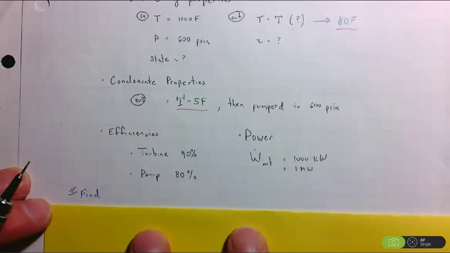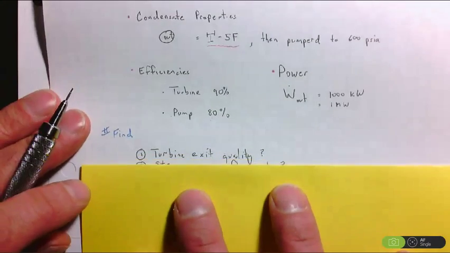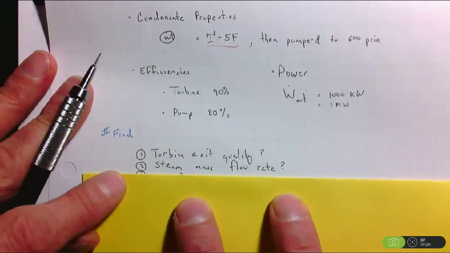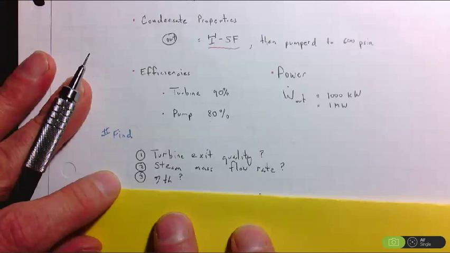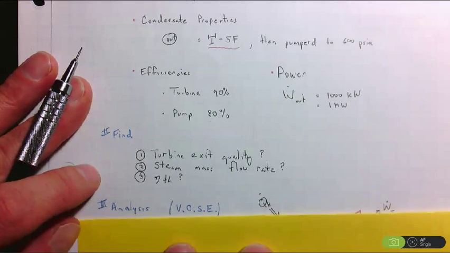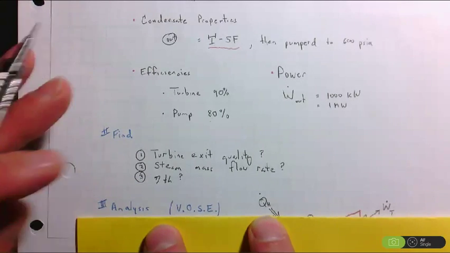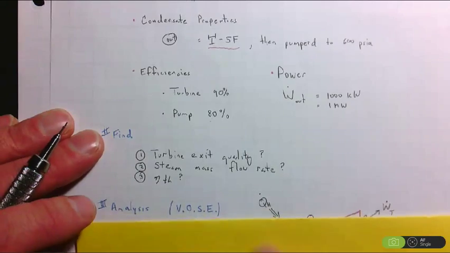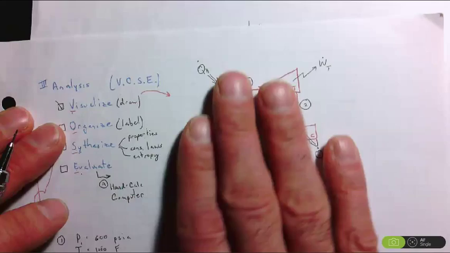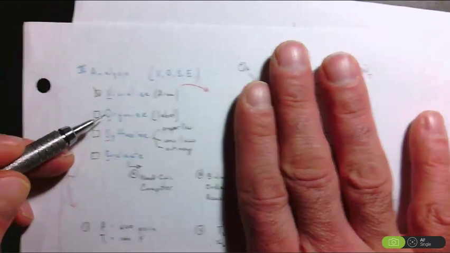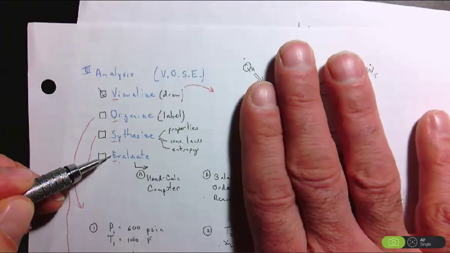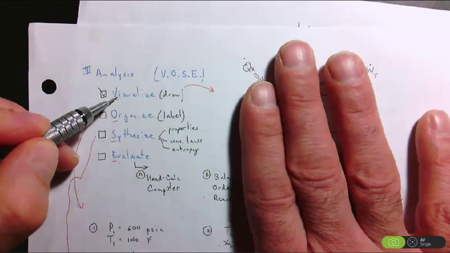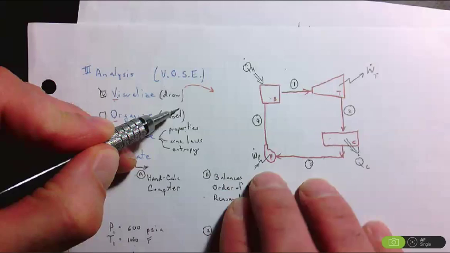We're going to seek to find the turbine exit quality, the steam mass flow rate, and the thermal efficiency. We're going to use a technique called the VOSE technique, an acronym that stands for visualizing, organizing, synthesizing, and evaluating. The best way to initially visualize this is to draw the cycle schematic.